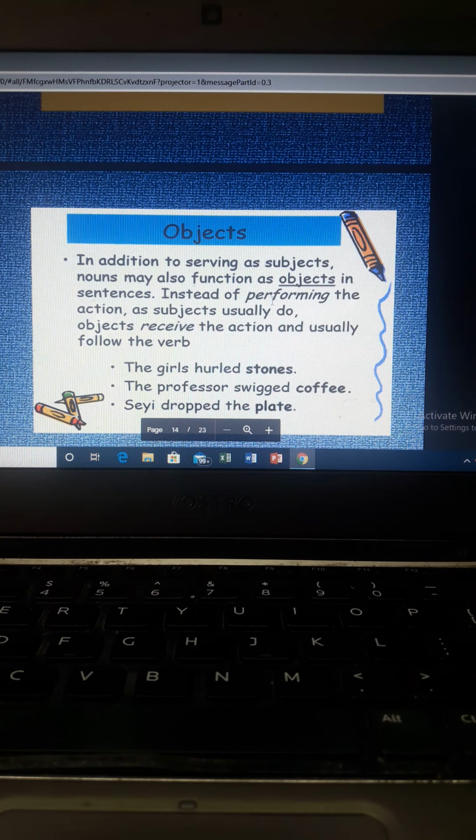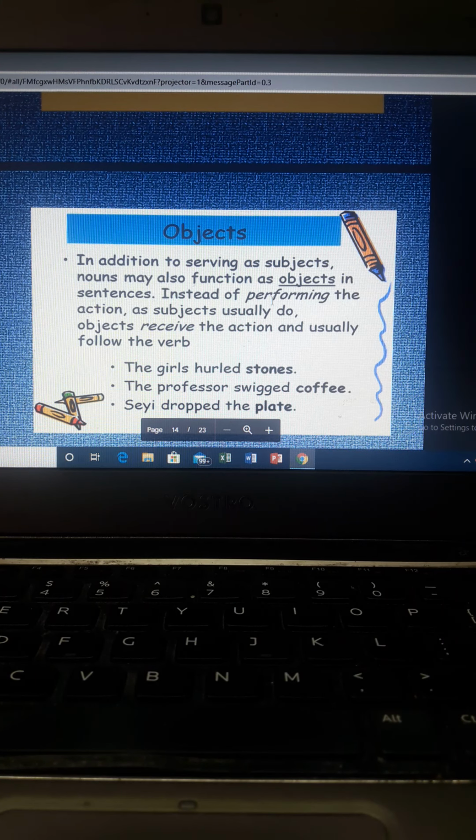Hurled over here will be the verb. And stones will be the object. Why object? Because the stones is the receiver of the action. What was the action? Hurled was the action. And who received this action? The stones. Okay, the stones becomes the receiver of the action and comes after the verb. So stones becomes the object. Most of the time nouns are the subject, but sometimes nouns also perform the role of object.